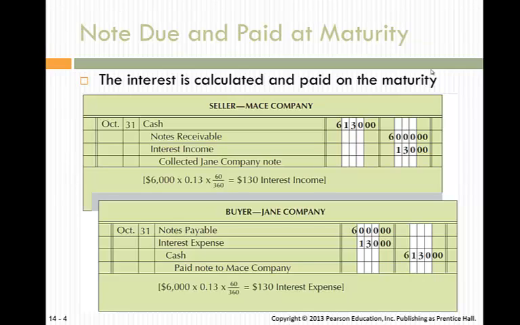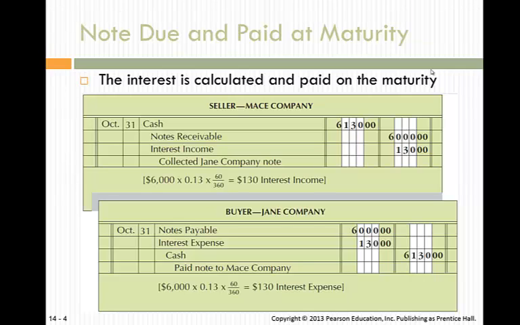Now let's look at the journal entries that will be made if Jane Company pays off the note on October 31st, which is the maturity date. Mace Company, the seller, will receive cash from Jane Company. This reduces the notes receivable on the books of Mace Company, which is recorded with a credit to notes receivable. But now Mace Company also receives interest. Remember, interest is principal times interest times time.